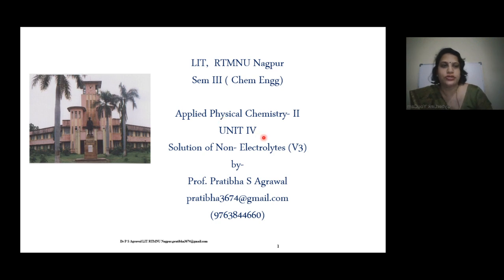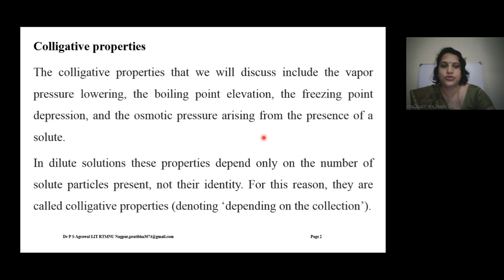We are going to discuss today the colligative properties. Now, colligative properties are the properties of the solution when a non-volatile solute is added in the volatile solvent. Non-volatile means it has very low vapor pressure, while volatile means at least moderate vapor pressure.